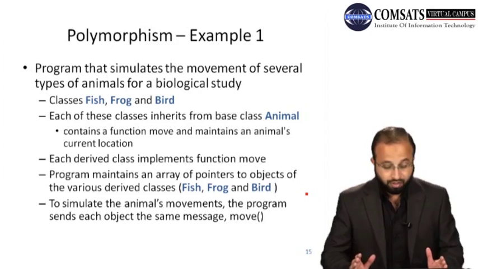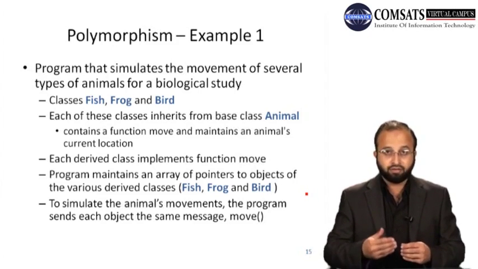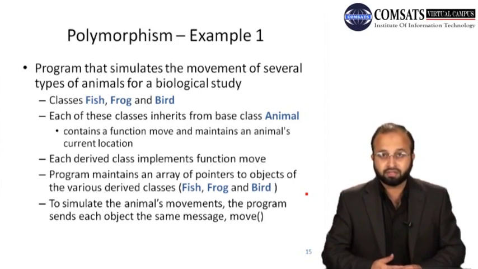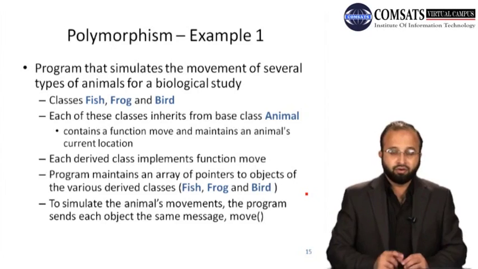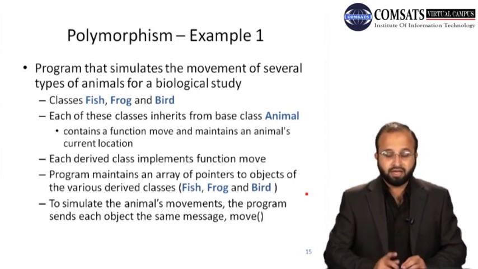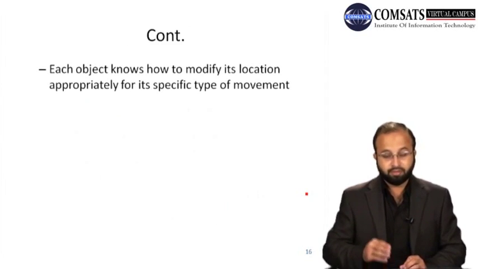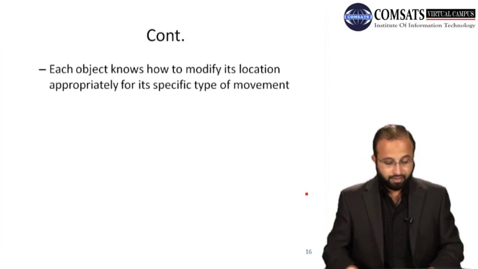So अगर इसको प्रोग्राम की फॉर्म में देखें तो in a program we maintain an array of pointers to objects of various derived classes. So हमारे पास एक array of pointers है, और उस अरे से आप पॉइंट कर रहे हैं एक ऑब्जेक्ट फिश क्लास का, एक ऑब्जेक्ट फ्रॉग क्लास का, एक ऑब्जेक्ट बर्ड क्लास का, फॉर एग्जांपल, राइट.